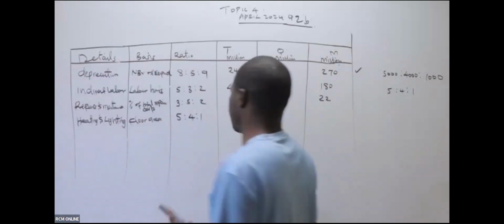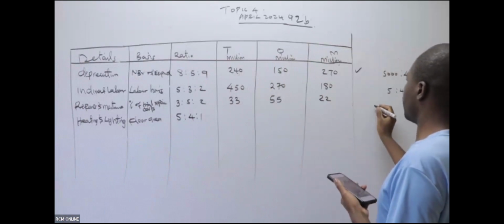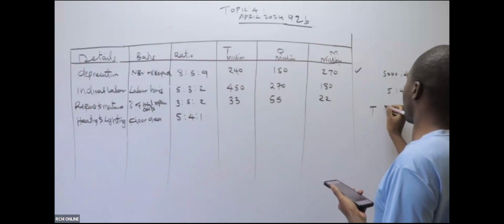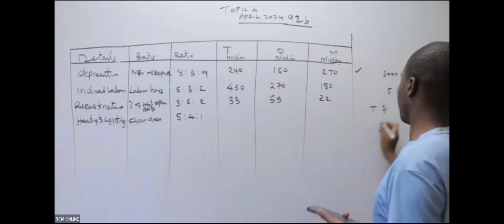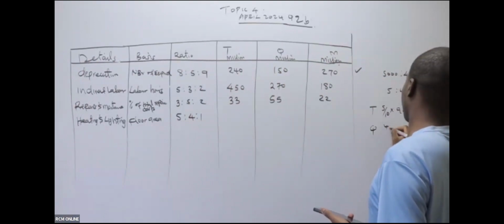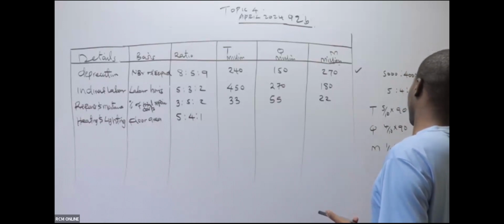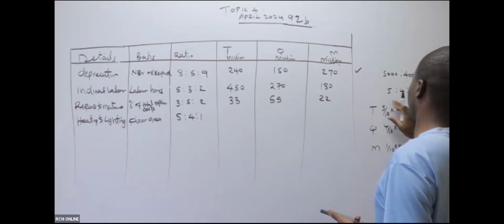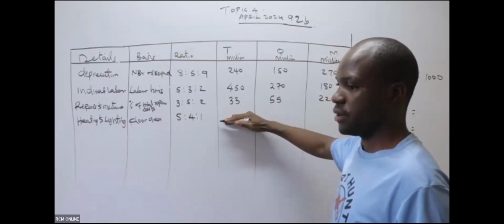How much are we distributing? We are distributing 90, right? So T will be having 5 over the total. 5 plus 4 plus 1, that is 10. So 5 over 10 by 90. 4 over 10 by 90. And of course, M will be 1 over 10 multiplied by 90. The answers you are getting here is what you're supposed to bring to this section here.